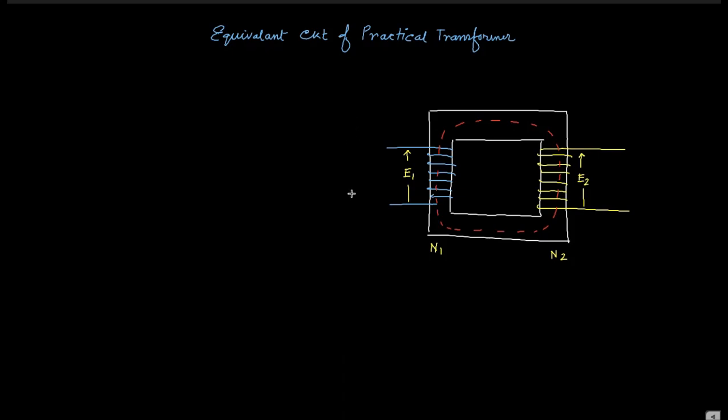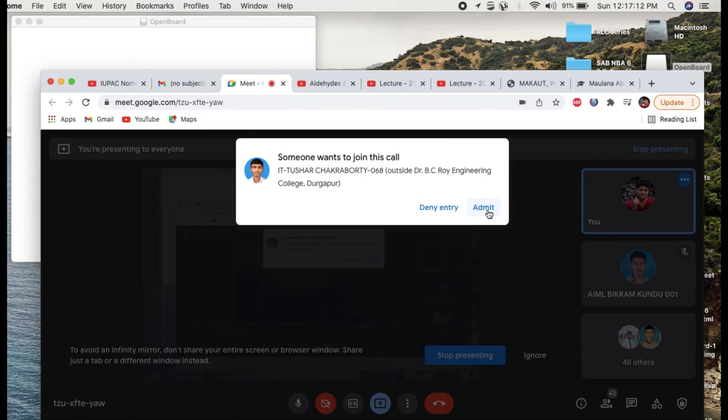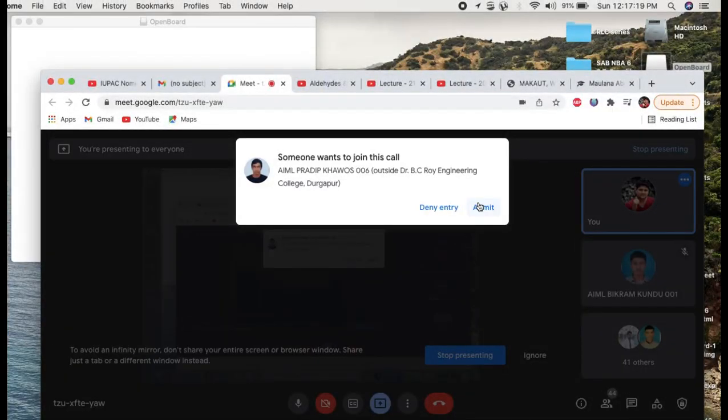Here you put some input, that is some generator. You put some generator over here which is capable of generating some current.